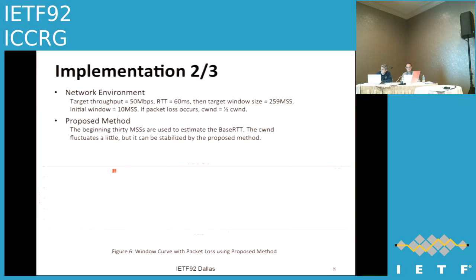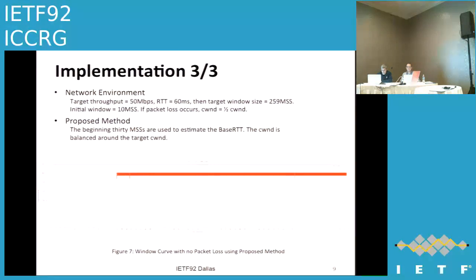Okay, next please. In this figure, no packet loss occurs. We can see that also the first 30 ms are used to estimate the base RTT, and the congestion window can be balanced around the target congestion window. All these results were run in the real network, and here we show the main parameters of the network.